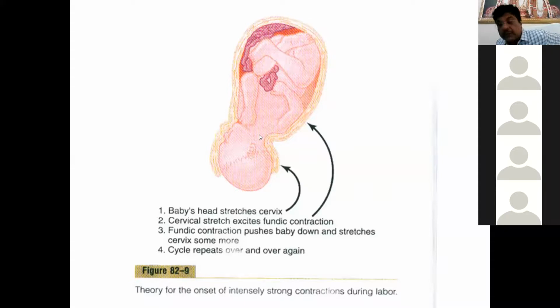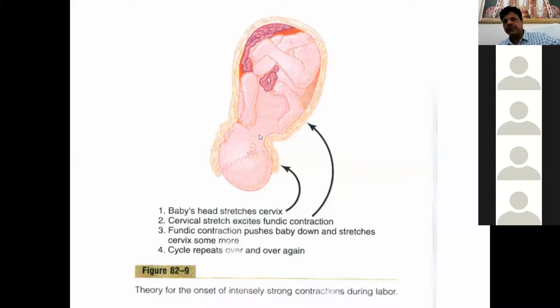Positive feedback, very good. They are examples of positive feedback mechanisms. So stretch, oxytocin release. Oxytocin causes contraction of the uterus. The uterus will contract strongly, push the head down, more stretch of the cervix, more impulses, more oxytocin, more contraction, descent, more descent. So you can see the steps written there.